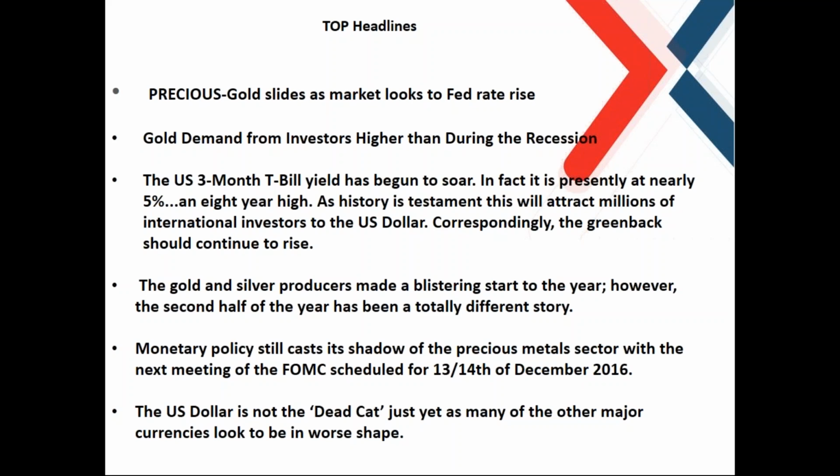The first line reads, precious gold slides as market looks to Fed rate rise. And this is evident from the chart itself, from the price of gold, where we are looking at a depreciating value of gold prices, and this is what's happening at the moment. The second line reads, gold demand from investors higher than during the recession. So you see, you've got the price of gold to the downside, and we've got, of course, high demand.